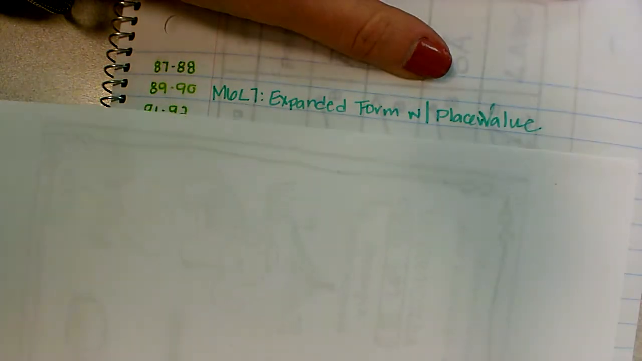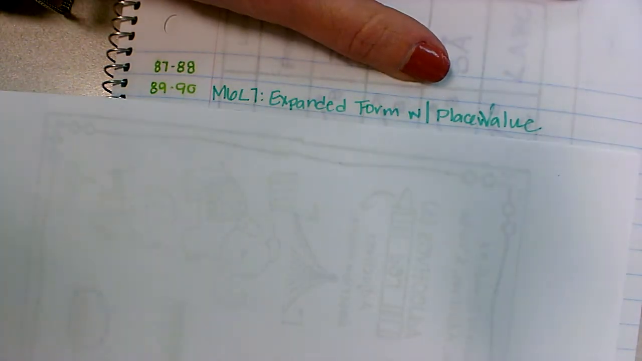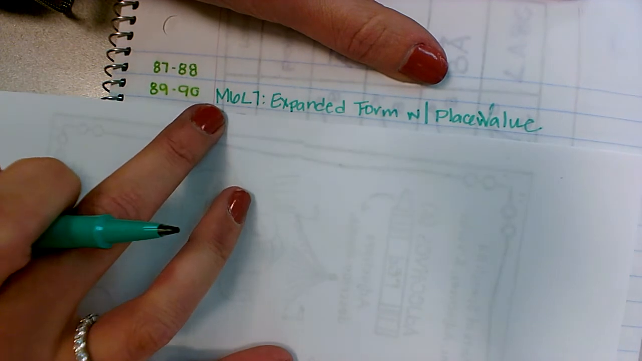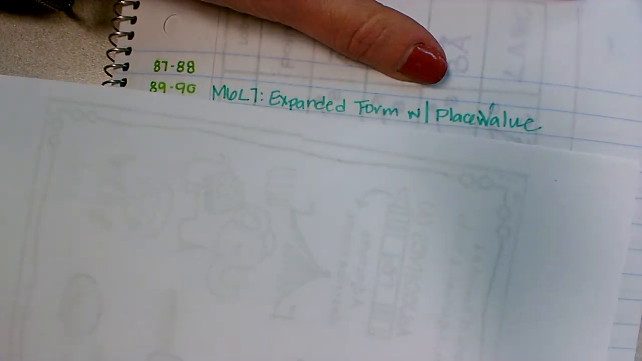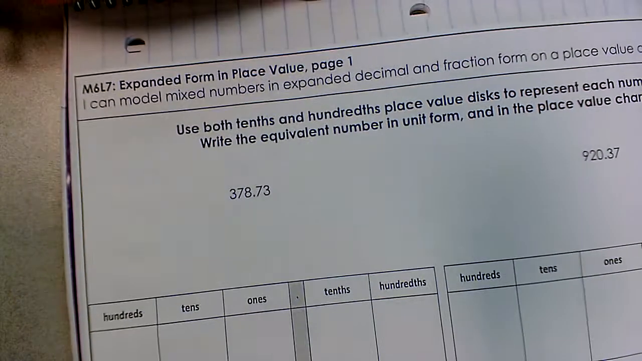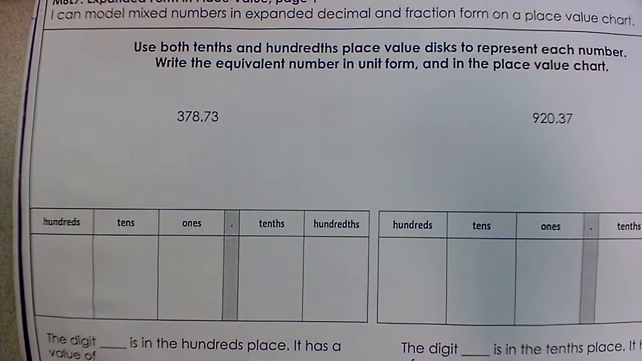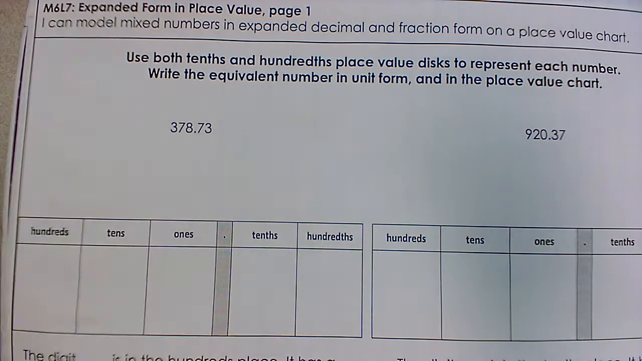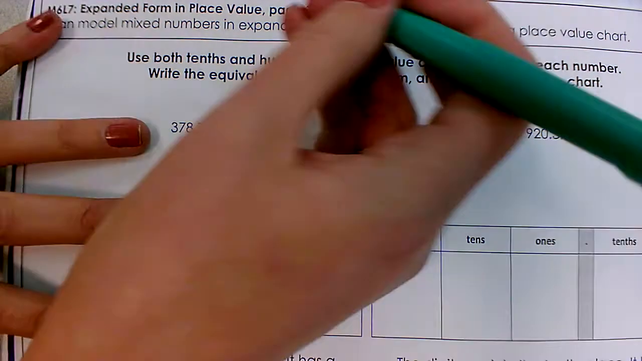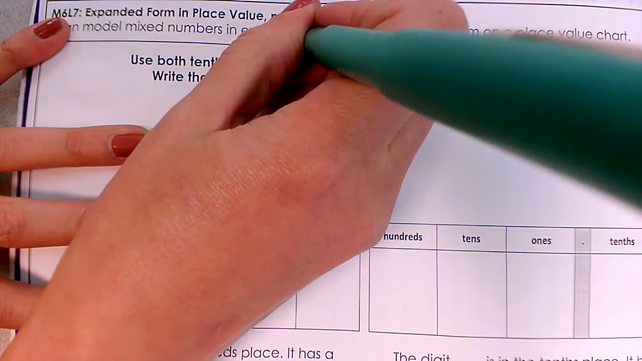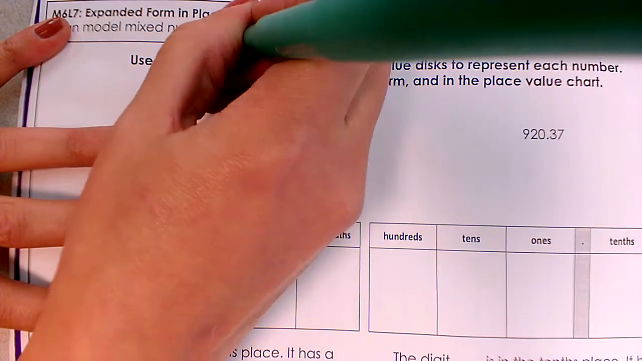Hi, fourth graders. We are ready for today's math lesson in Module 6, Lesson 7, and we will be doing expanded form using place value charts. So when you get your table of contents, go ahead and flip to your note page for today. And you can see that our objective says, I can model mixed numbers in expanded decimal and fraction form on a place value chart. So when I think of expand, I think about something is getting stretched out.